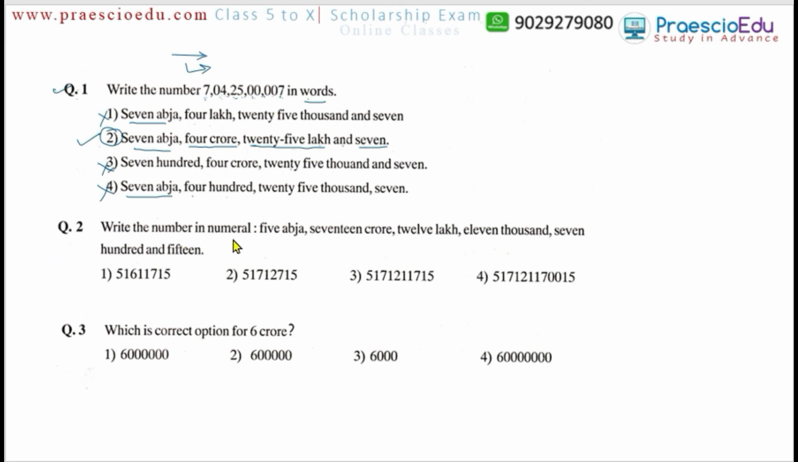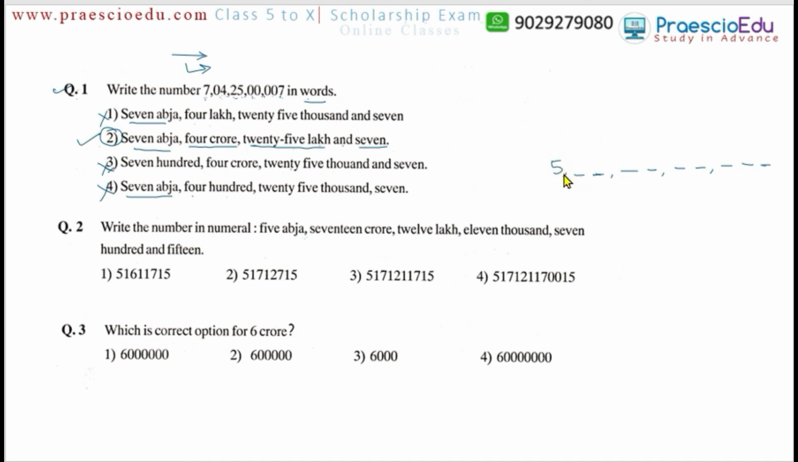Write the number in numerals: 5 abja. Here the comma is mentioned. Okay, 5 abja. Just we will write down 5. Then comma. We know after the abja, two digits will come for the crore, then two digits for the lakhs, then two digits for the thousands, and then the last three digits for the hundreds, tens and units respectively.